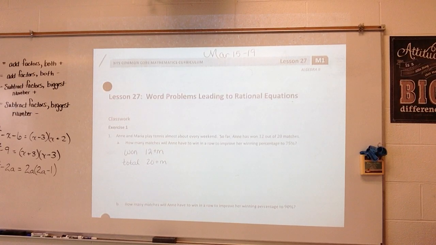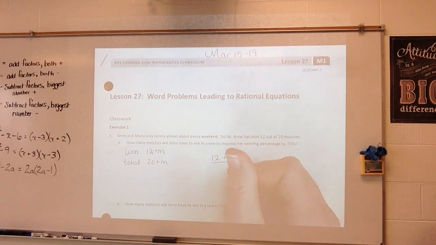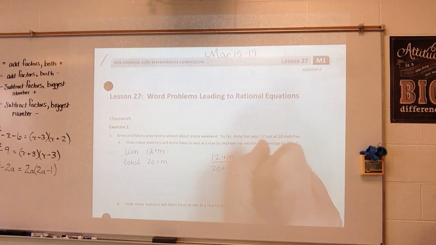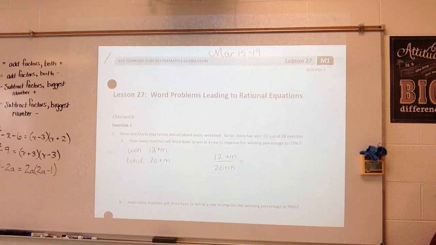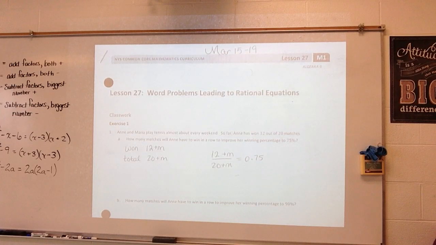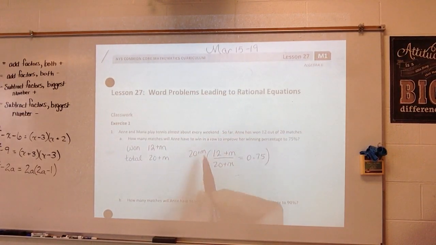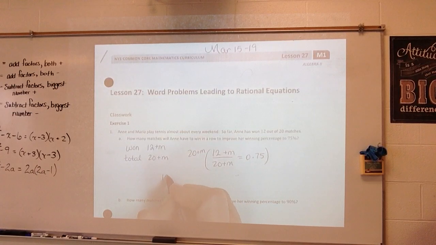So her winning percentage is going to be this: 12 plus M over 20 plus M is equal to, I want to write 75% as a decimal, 0.75. So now what I can do is multiply both sides by 20 plus M to get rid of this. When I do that, these cancel, so I get 12 plus M.